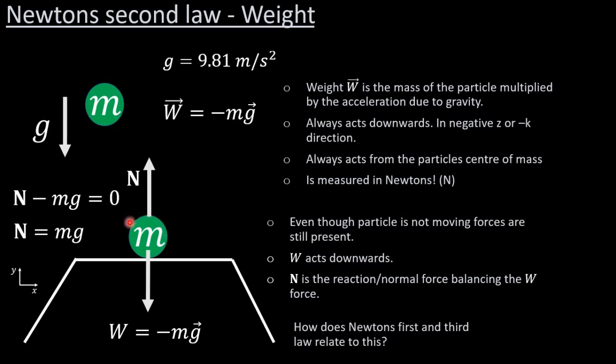So in this case, it's at rest, and the net force is going to be 0, so it's going to stay as it is. So that is Newton's first law. Newton's third law says that for every action, there's an opposite and equal reaction. So we've got the weight acting downwards, and the reaction force, which is opposite and equal to that. And Newton's second law is just F equals ma, which we have applied here.